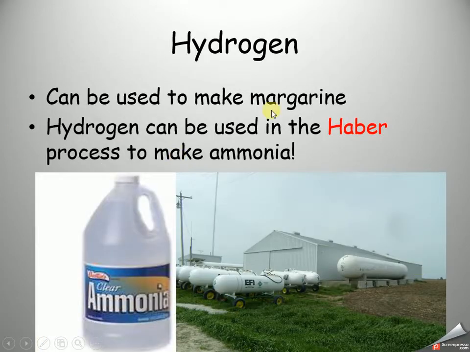Okay, the hydrogen can be used to make margarine, believe it or not. You take the oil and do something called hydrogenation, which is adding hydrogen to it. And the hydrogen can be used in the Haber process to make ammonia. That's what they do with all this hydrogen gas over here.